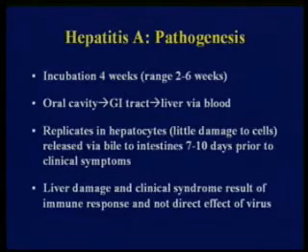Okay, so the pathogenesis. Incubation is about 4 weeks, range from 2 to 6 weeks. Oral cavity is where the organism gets ingested. It goes to the GI tract, then the liver via blood. So that's why if the blood is not screened and someone is having a viremia, you can get hepatitis A transmitted by that route. It lives in the liver cells, little damaged cells, released via bile to intestines 7 to 10 days prior to clinical symptoms. That's important because then if someone is infected, you have to go back 7 to 10 days, up to 2 weeks prior to their becoming symptomatic because they could have been shedding the organism.